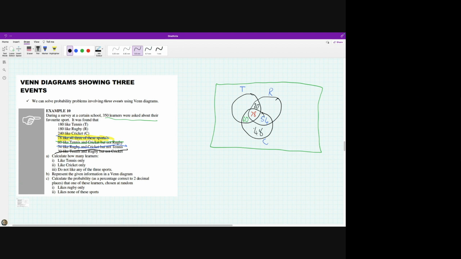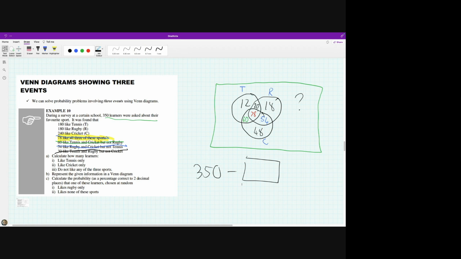So 48. Then for tennis, I definitely see people telling me, so I go 180 minus 60 minus 78 minus 30. I get 12. For rugby, I get 180 minus 30 minus 78 minus 54. I get 18. But remember, I've got to work out this thing out here. What do I need to do to get that thing out there? Well, the total is 350, so I just have to subtract whatever all these things in the middle add up to.